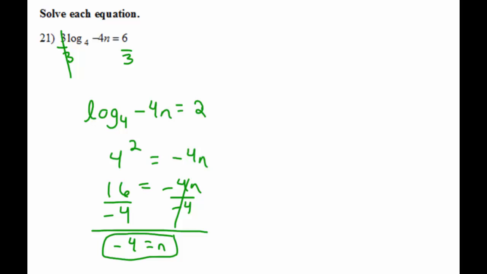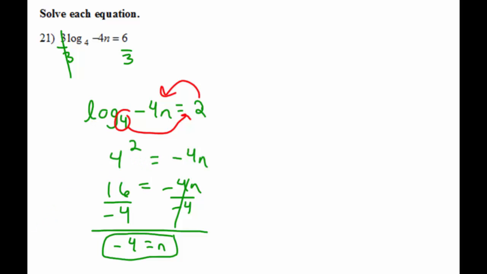So n equals negative 4. You can't divide by the negative 4 when we're up here and we have the logarithm, because the logarithm protects that negative 4n from us doing anything with it until we get rid of the logarithm, which we do by rewriting it as an exponential equation.